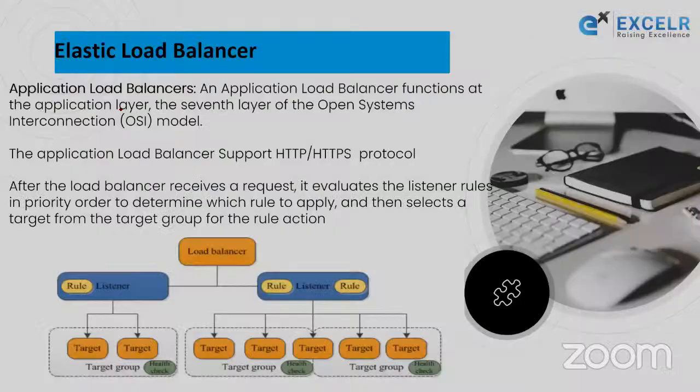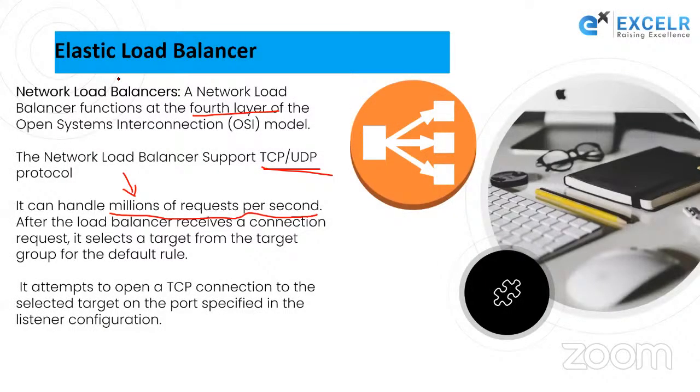In both cases, in your application load balancer and your network load balancer, you can have multiple types of target group. You can have an EC2 instance as a target group. You can have an IP address as a target group. You can have a Lambda function as a target group, and you can also have an application load balancer as well as your target group. So we'll see that when we do the practical, I will show you that. So this is your network load balancer for you.